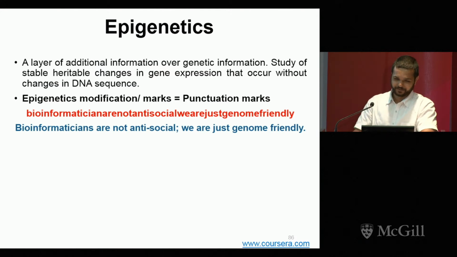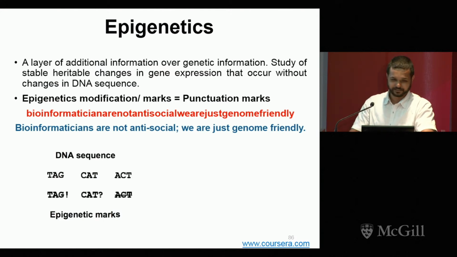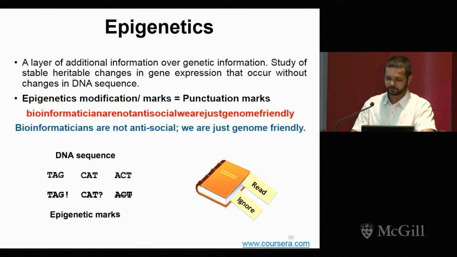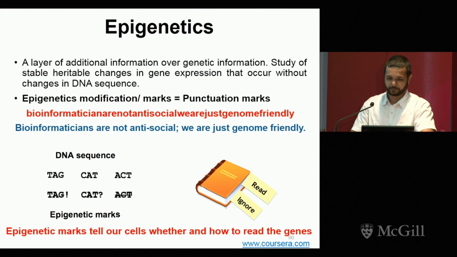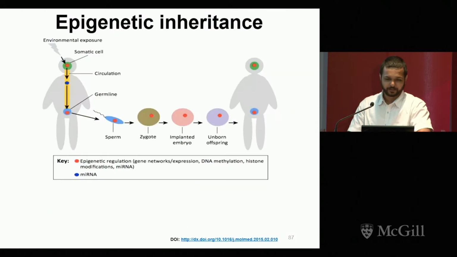So if this is the DNA sequence, then epigenetic marks are basically the punctuation marks. Or to be more generic, if this book is a DNA sequence, then the sticky notes could be thought of as epigenetic modifications or epigenetic marks. These epigenetic marks are inherited by our offspring by a mechanism called epigenetic inheritance.